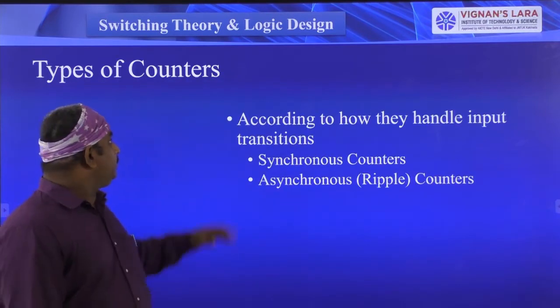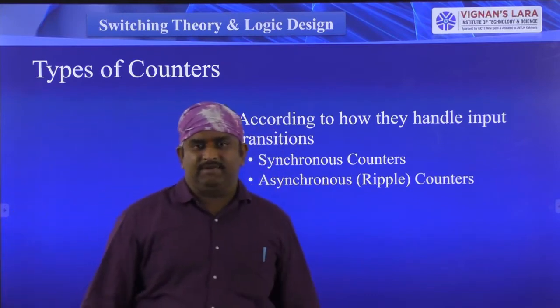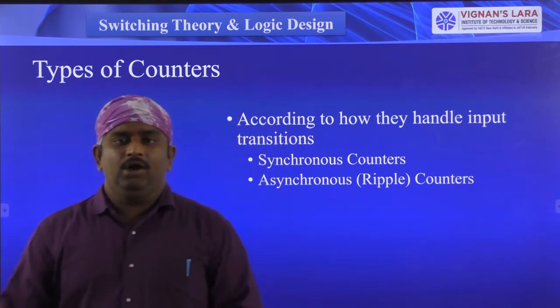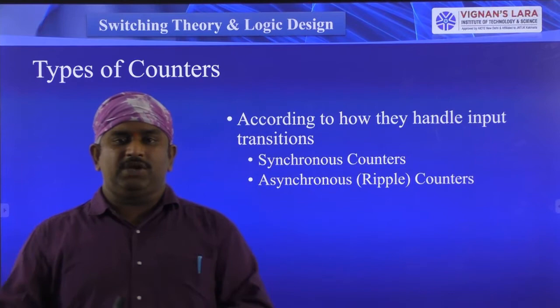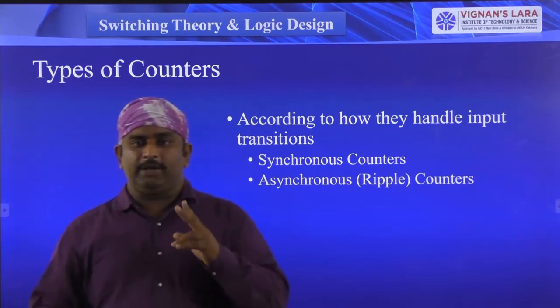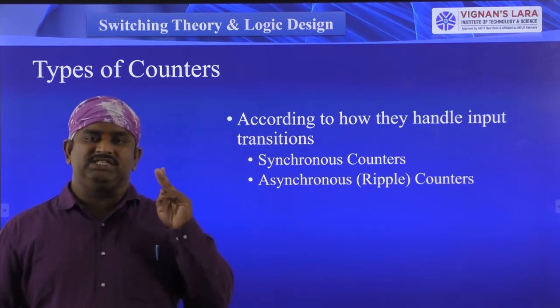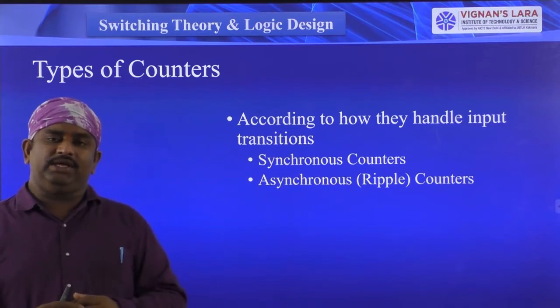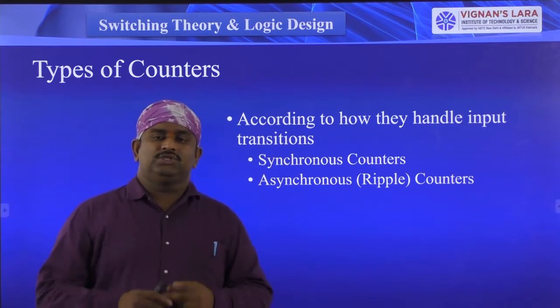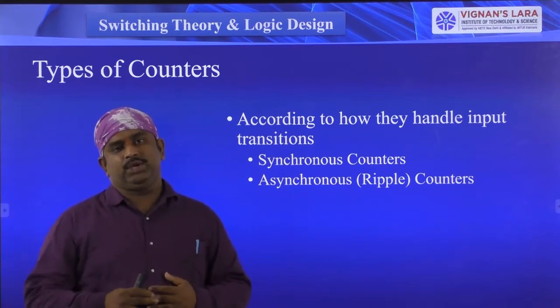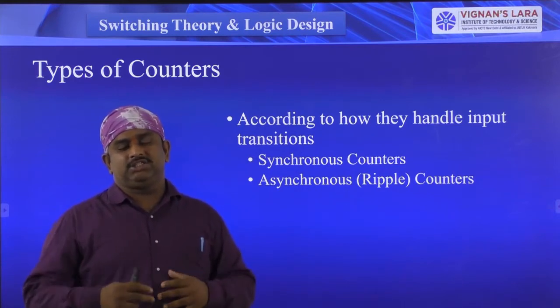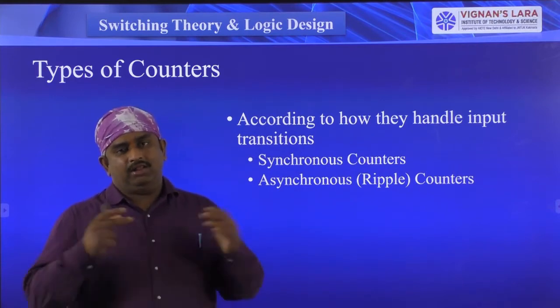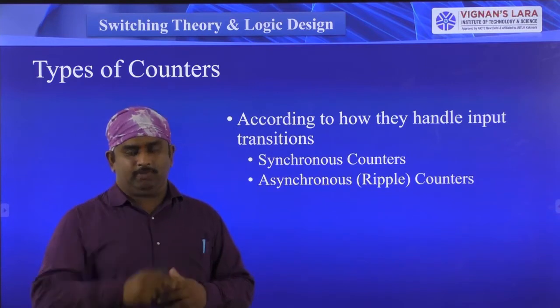Now coming to here, how many types of counters are generally available in the market? Here we have totally 2 types of counters. The first one is the synchronous counter and the second one is the asynchronous counter. A synchronous counter consists of a group of flip-flops, and all the flip-flops are connected to a single clock pulse.